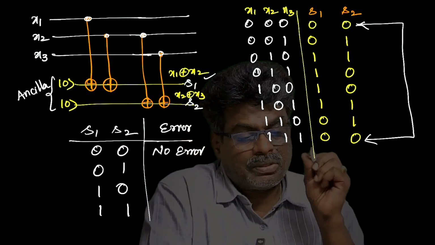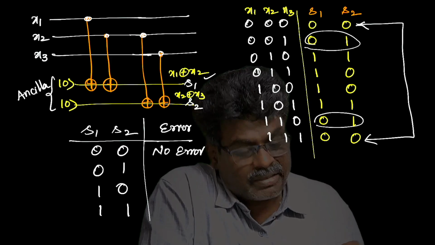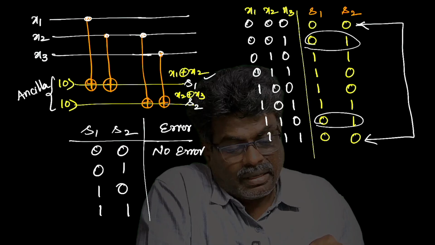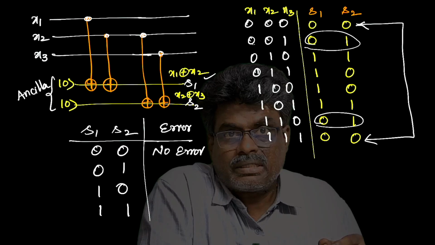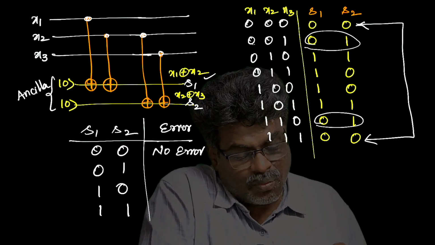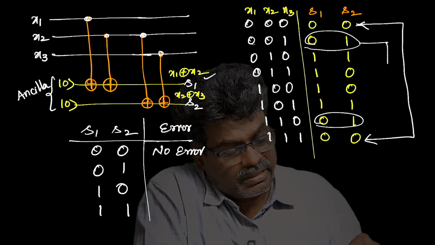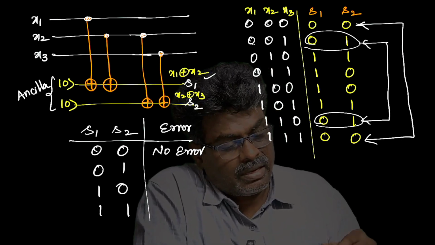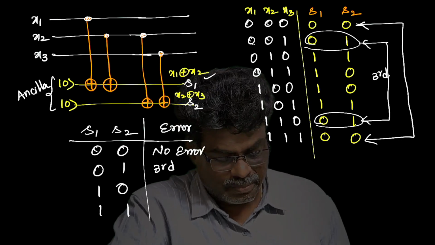And the next one, observe this 0 1 here and 0 1 here. Then here we have 0 0 1, that means a third bit flip, and here we have 1 1 0, so here also third bit flip. So I can take this one as a third bit flip. So 0 1, third bit flip.